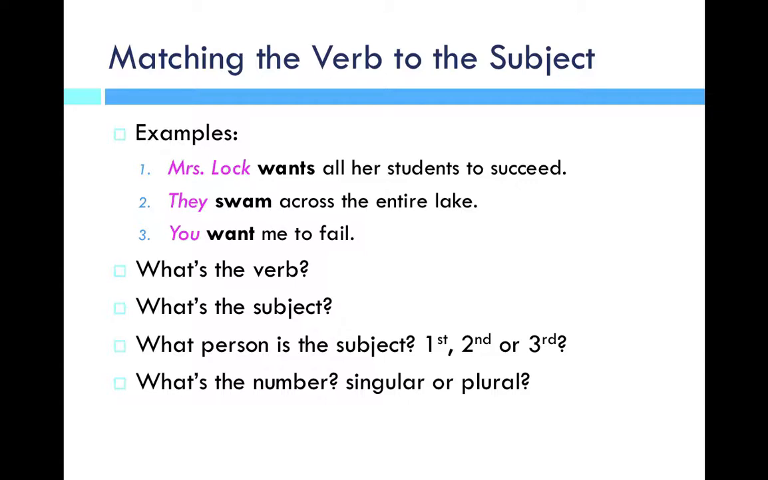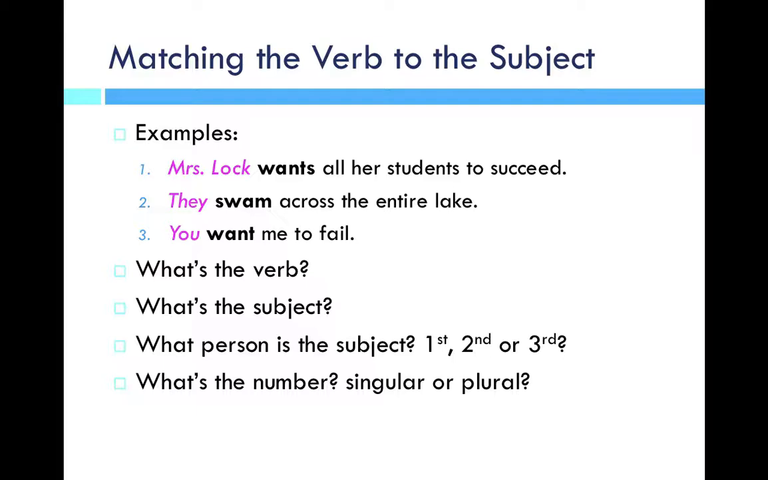Now let's look at the second one. They swam across the lake. They is the subject because they are doing something. They're swimming, and the verb is swam. They is more than one person, so we know it's plural, but it still doesn't involve me or you, so it's third person plural.